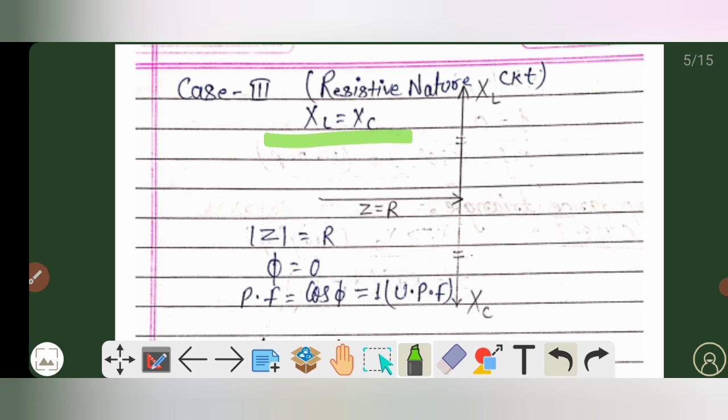Now the next case, that is the third case, will be if XL is equal to XC, my dear friends. If the value of XL and XC will be equal, then the equivalent impedance will be along this, and that will be equal to basically R, meaning a resistive circuit. So as you can see here, the value of Z will be equal to R, and in this case the circuit will be resistive, that is the angle between the voltage and current will be 0, that is phi is equal to 0. So in this case, again, if you want to calculate the value of power factor, that is cos phi, then that will basically come out to be 1, that is unity power factor, my dear friends.